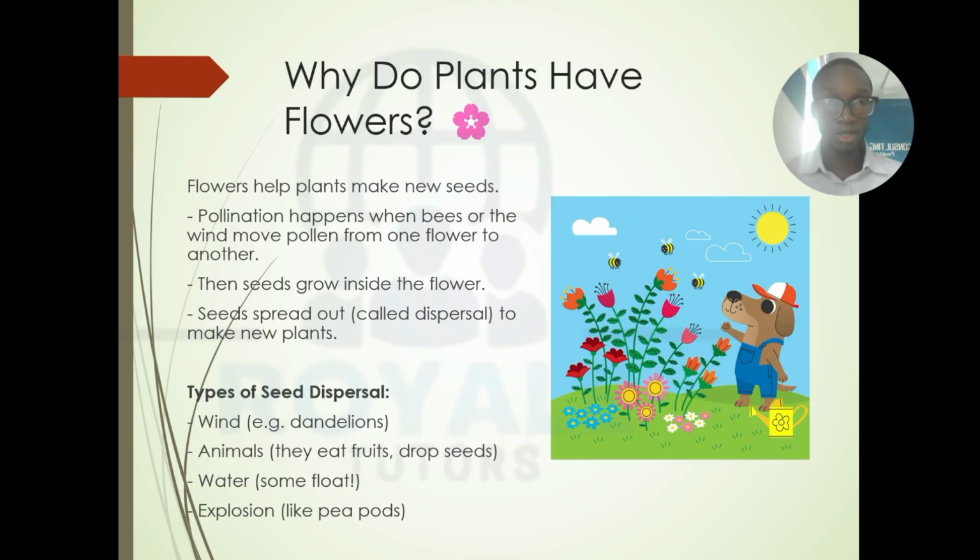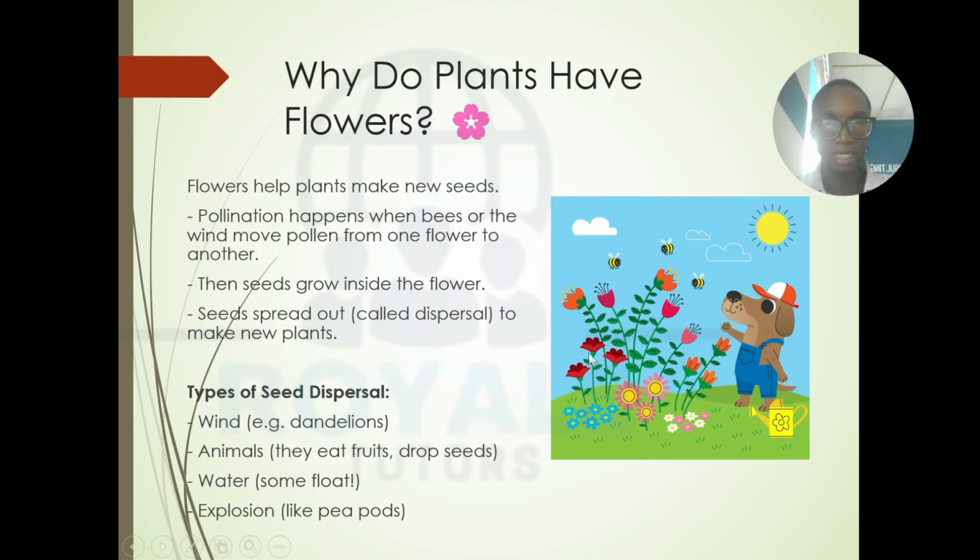Now, we are talking about flowers. We say flowers are important because flowers are what help the plants to make seeds. So without flowers, we would not have seeds. The reason why we have those seeds that will develop into other plants is because of those flowers. So flowers are important because they help to make new seeds. And we also talk about pollination. Now, what do we mean by pollination?